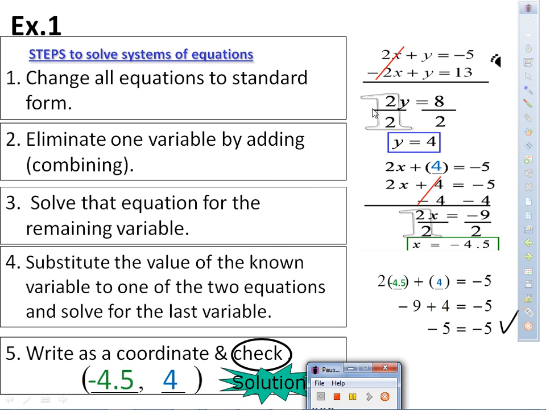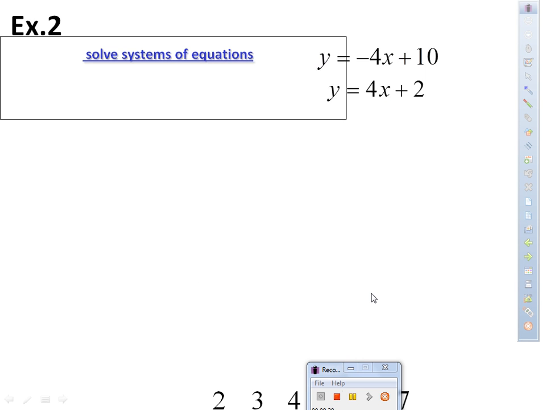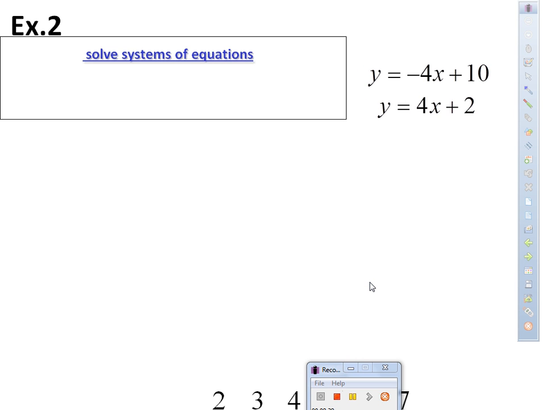Copy this example, please. If it doesn't fit there, do it in the back because I know some of you have like 36 to 100 fonts. So make sure you do it in the back. Here we go. Example 2. Copy this system down, please. There's a system, y equals negative 4x plus 10, and y equals 4x plus 2.